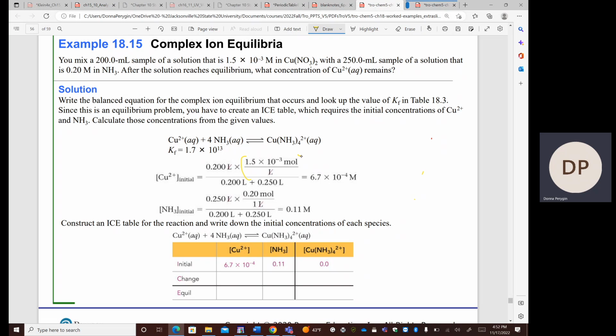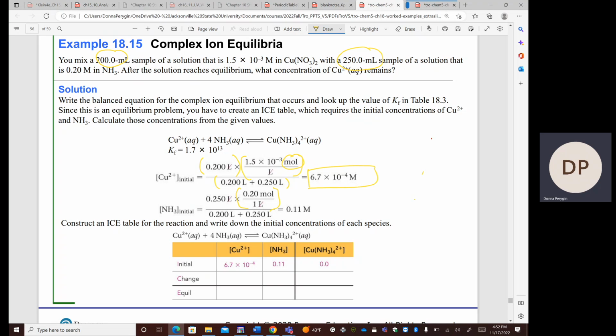by multiplying the molarity of the copper solution times the volume that we used, and we get the moles of copper. And we divide that by our new volume of mixing. So we mixed a 200 milliliter plus a 250 milliliter sample. And when we divide by the new volume, we get our molarity of copper as 6.7 times 10 to the minus 4. We can do the same thing for ammonia.